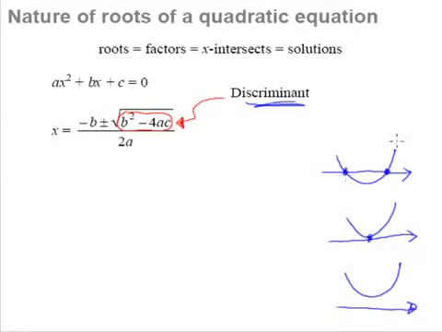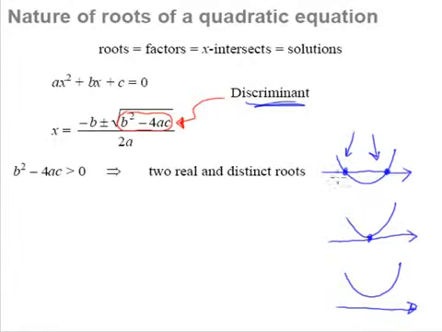When your quadratic equation cuts the x-axis at 2 points, it means that there are two real roots, two real and distinct roots. That means to say there are two distinct values for the x-intercept. This happens when the discriminant is greater than 0. It makes perfect sense, isn't it? Think about it. If your b squared minus 4ac happens to be a positive number, say 4.